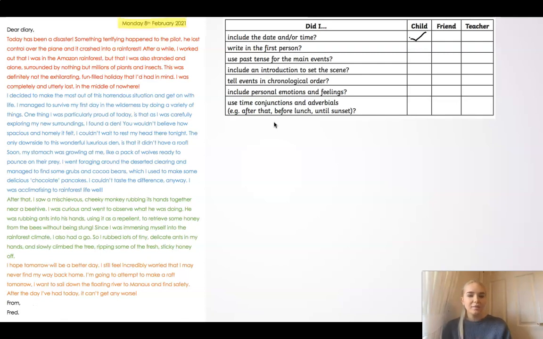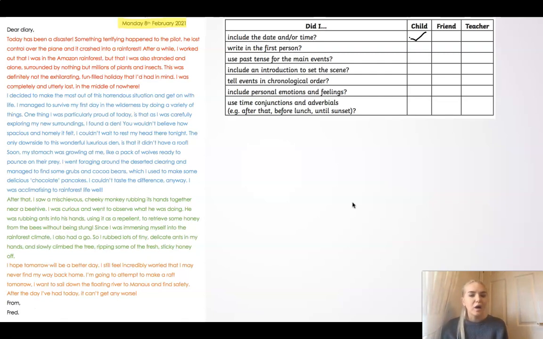And we're going to think about today including the date and the time. I'm going to think, yes, I have included the date because I've highlighted it here. And then I can tick my box because, as if I'm the child, I can tick my box to say that yes, I have included the date. So that's my first feature of a diary that I have included, and I can tick that off my tick list.